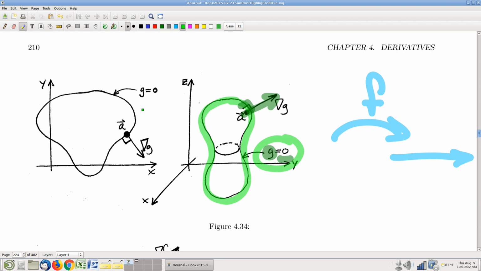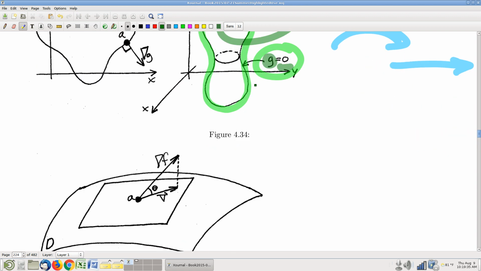Okay, so let's proceed. We've already made our first big observation. The gradient of g, the gradient of our constraint function, sometimes called the constraint gradient for linguistic convenience, is always perpendicular to our surface, our constraint set. Okay, always perpendicular. Is everybody happy with that? Constraint gradient's always perpendicular to your surface. Okay. All right.